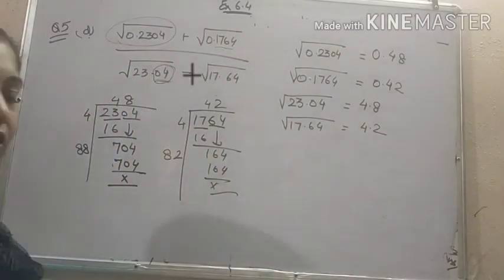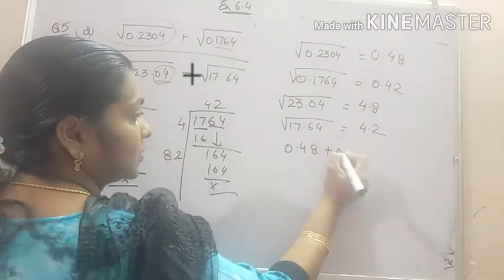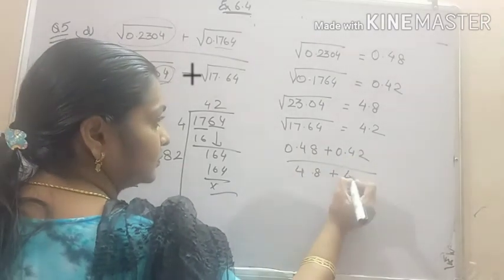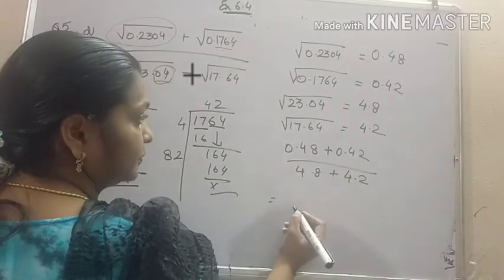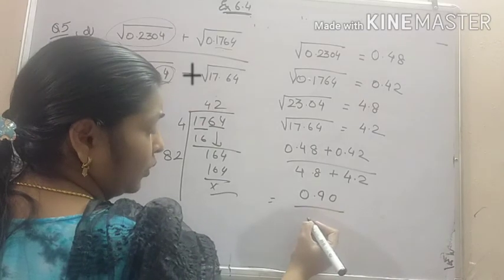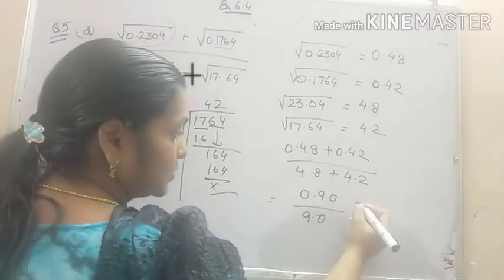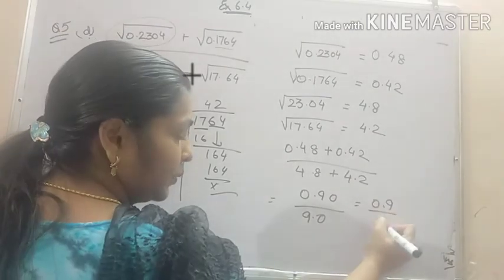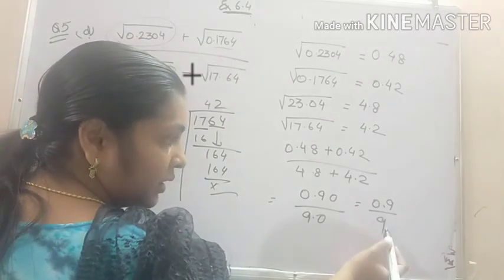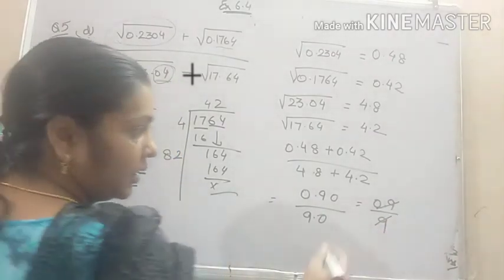Now you can easily solve this problem. Just substitute the values. Add them. You will get 0.90 upon 9.0. Okay, so it will be 0.9 upon 9. Now you know that you can cancel the denominator. Okay, cancel them, 0.9 upon 9.